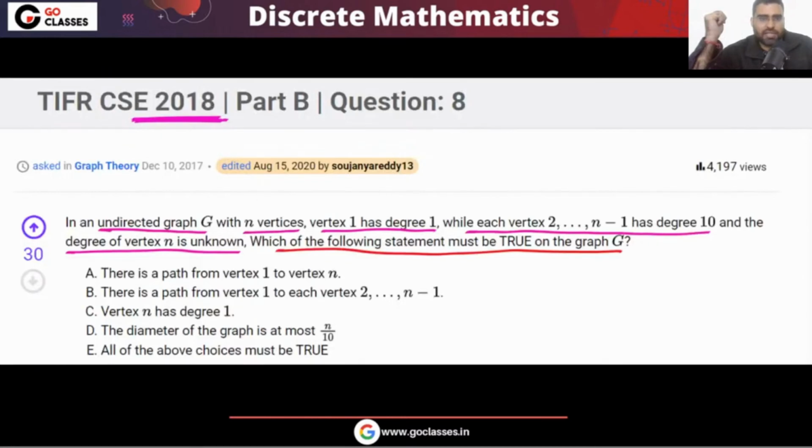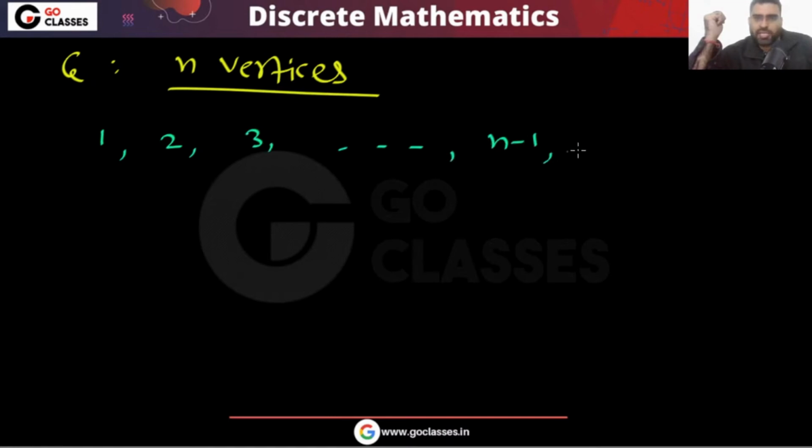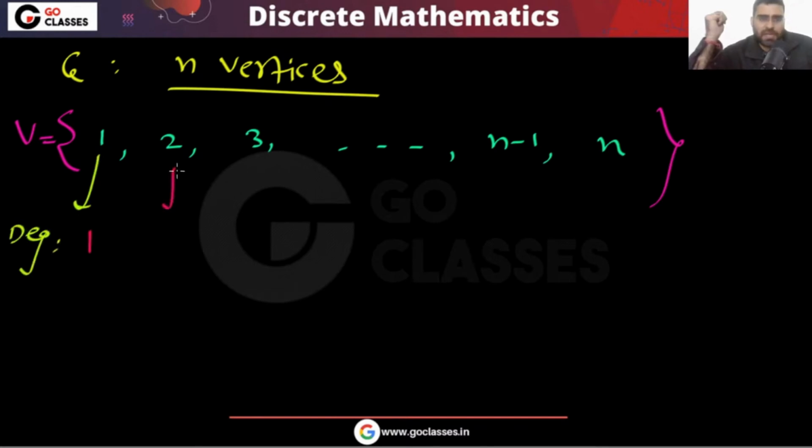See, there is a graph, and the graph is an undirected graph. There are n vertices in this graph. These n vertices are like this: 1, 2, 3, and so on, n minus 1, n. These are your vertices. Now the question is saying that this has degree 1.